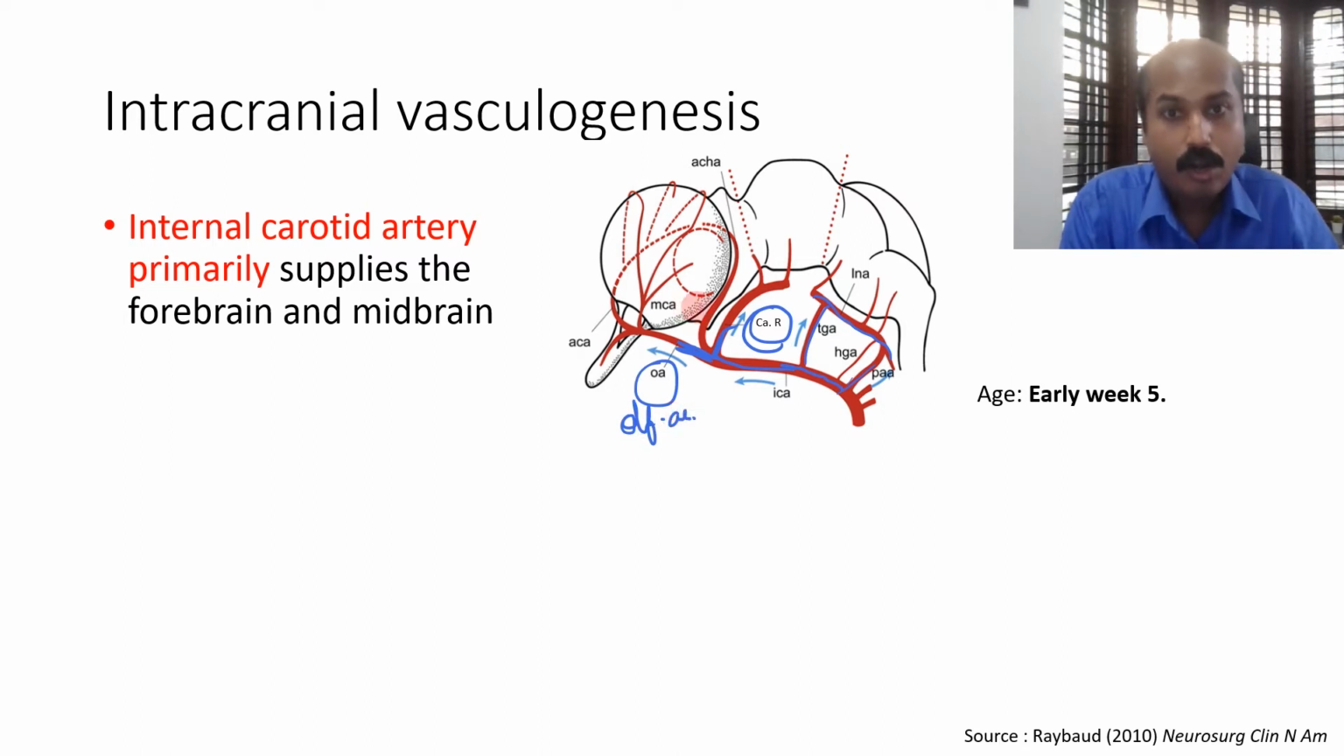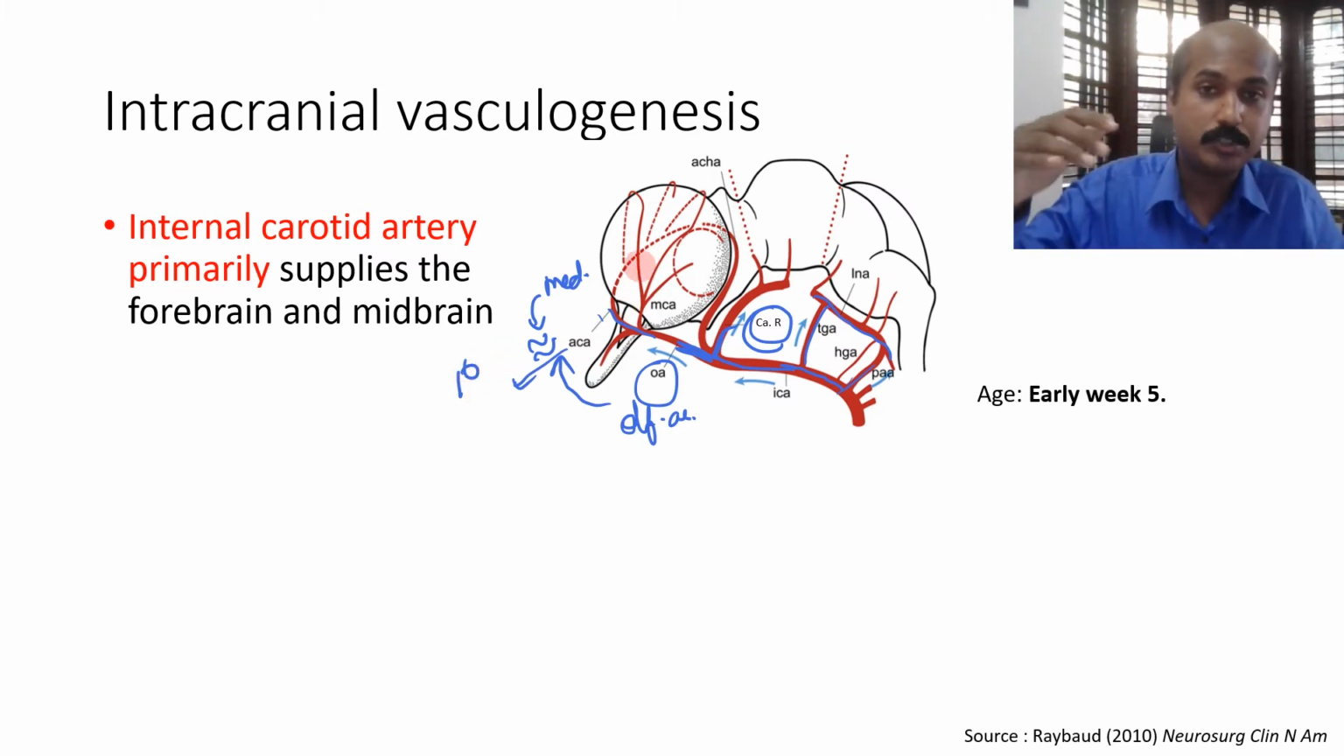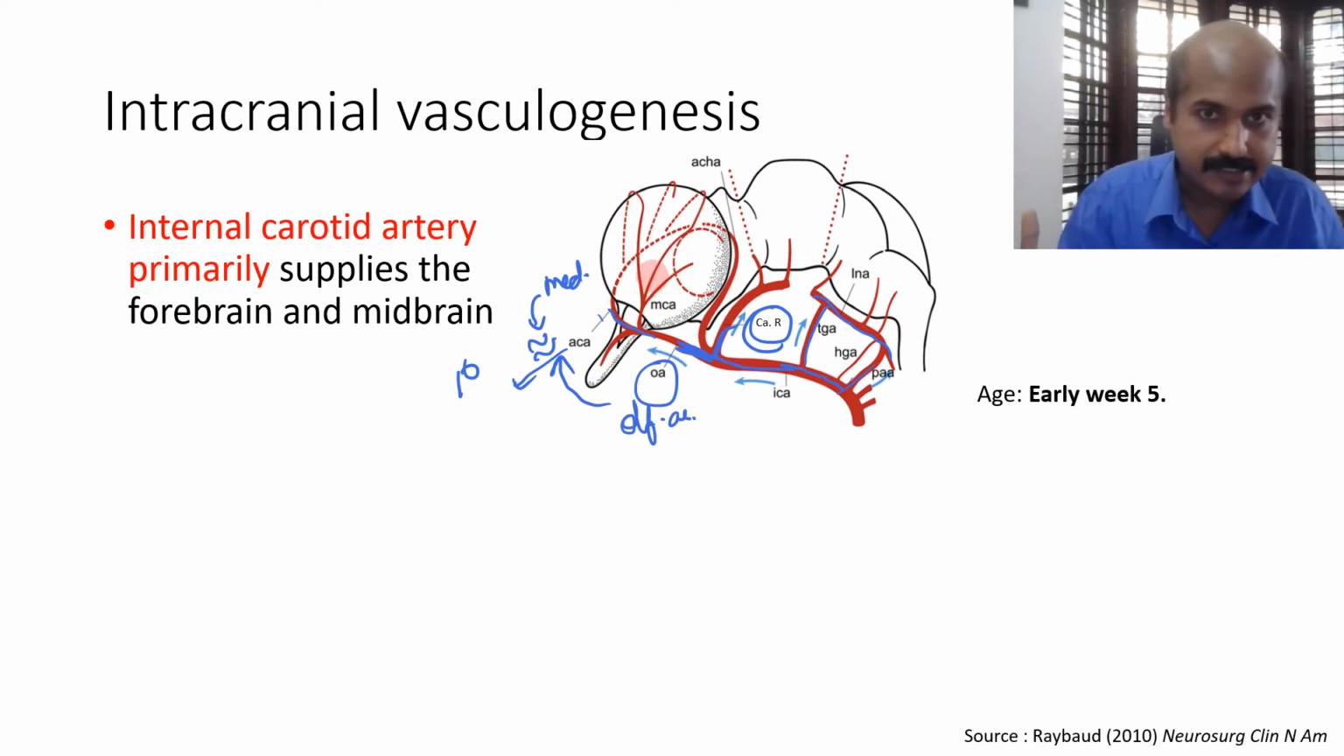Olfactory artery is the precursor of the ACA. Actually, olfactory artery further divides into medial olfactory artery. Medial olfactory artery is the precursor of the ACA, and ACA is the first artery, the most primitive artery to be developed in the telencephalon. Okay. So ACA, all the other arteries including the MCA, PCA are all latecomers.